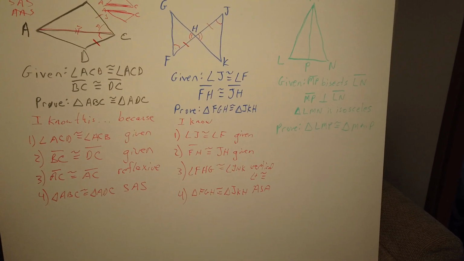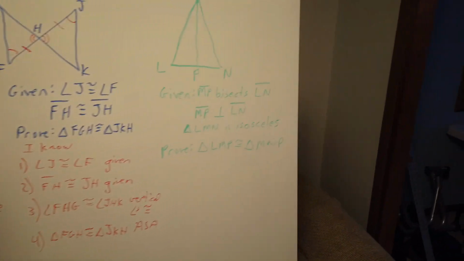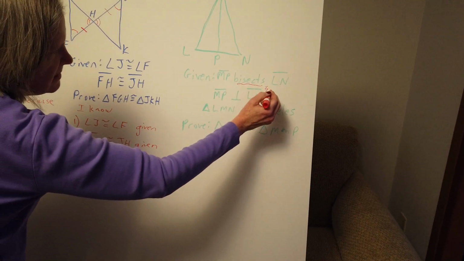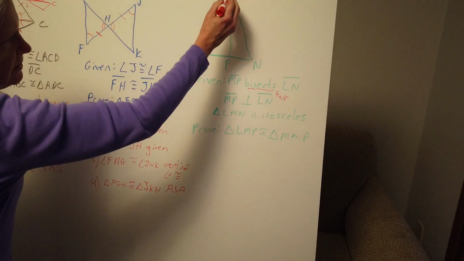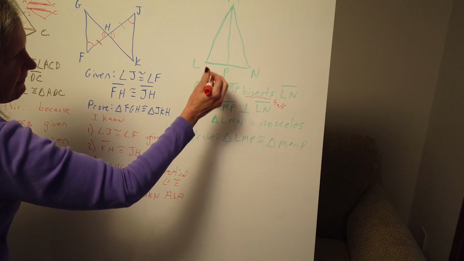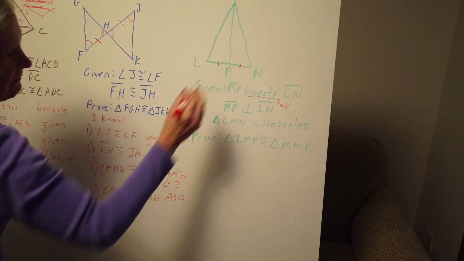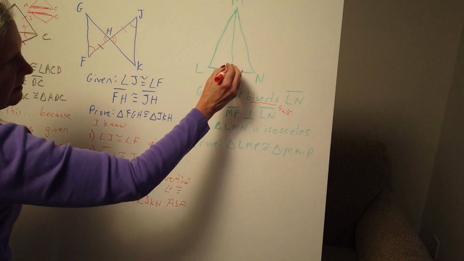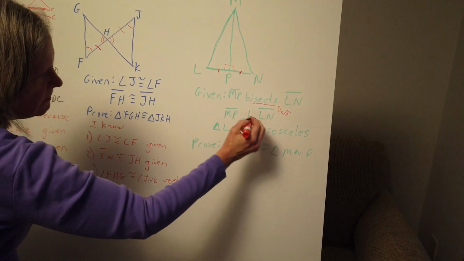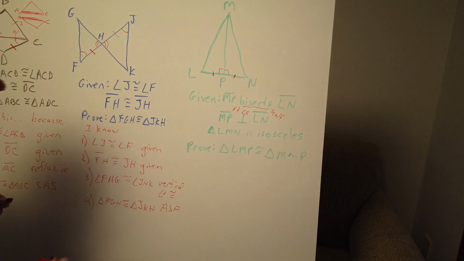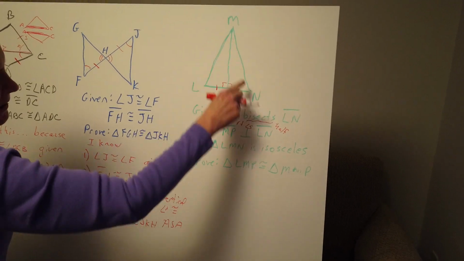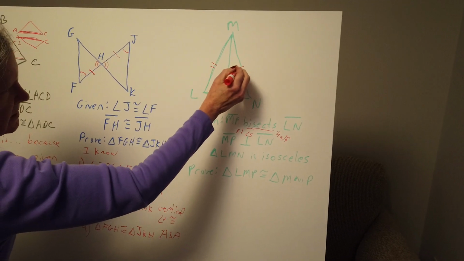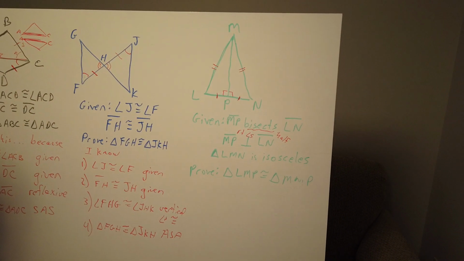Okay, finally, we've got a different one over here, and this one could be done in a couple of ways. MP bisects LN. Remember that bisects means it cuts it in half. So this thing here cuts this guy in half, which means those two pieces have to be congruent. MP is perpendicular to LN. Perpendicular means we get right angles. I'm told that the big triangle, LMN, is isosceles. And if you remember, isosceles triangles say that two sides have to be equal.